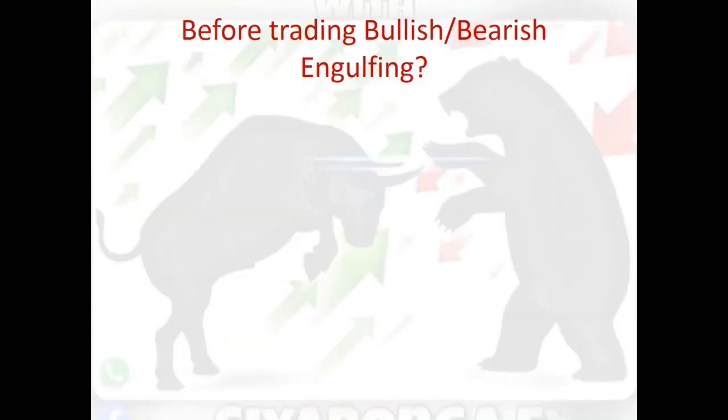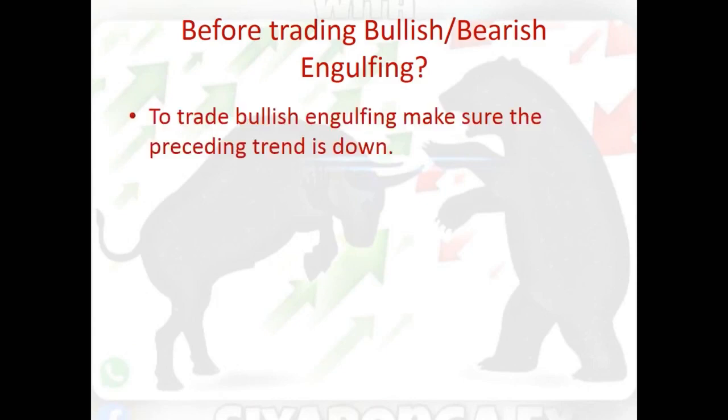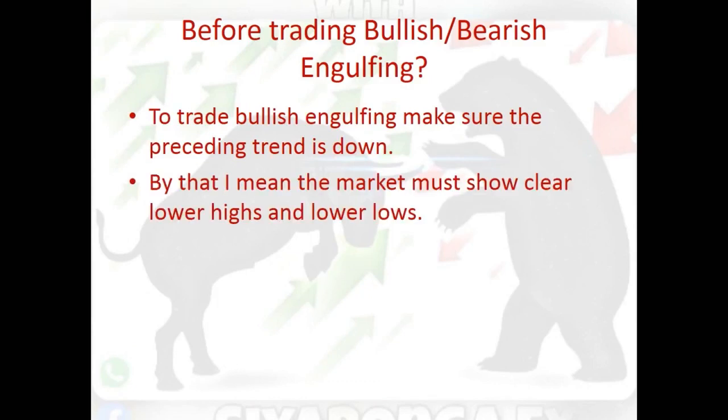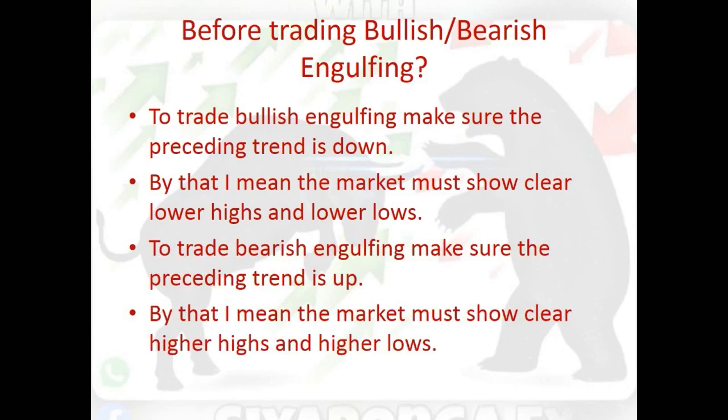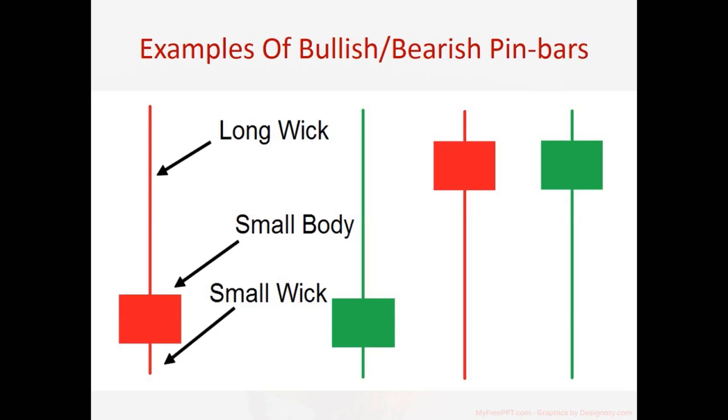Before trading bullish or bearish engulfing: to trade bullish engulfing, make sure the preceding trend is down, as I have mentioned. By that, I mean the market must show clear lower highs and lower lows. To trade bearish engulfing, make sure the preceding trend is up. By that, I mean the market must show clear higher highs and higher lows.